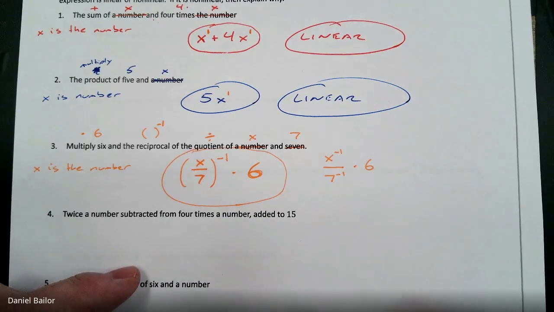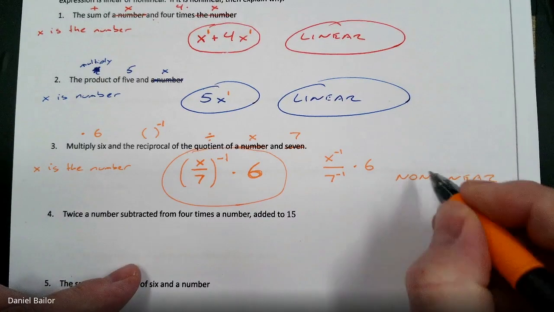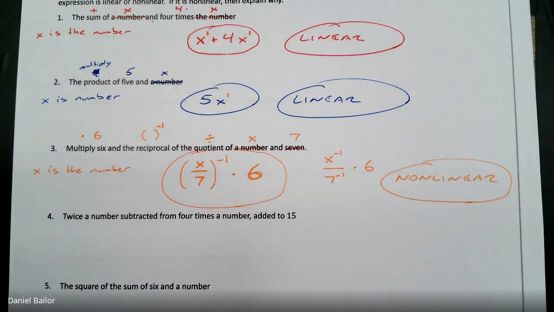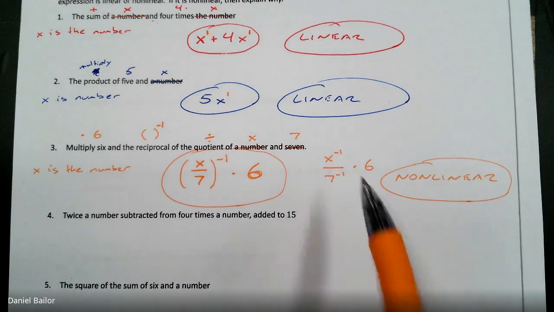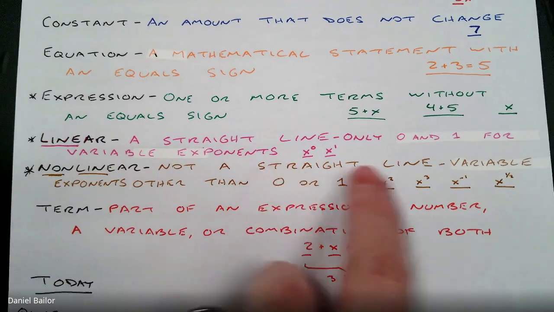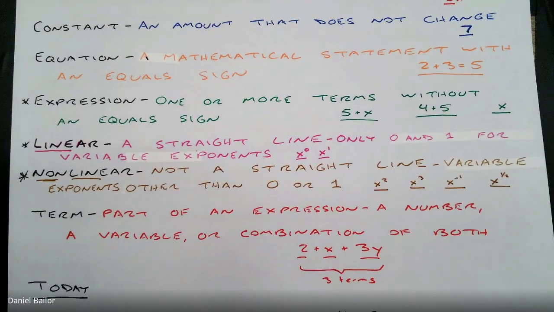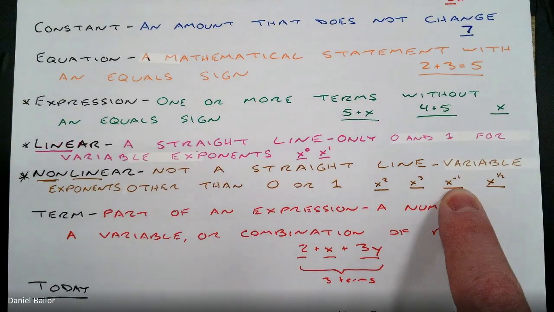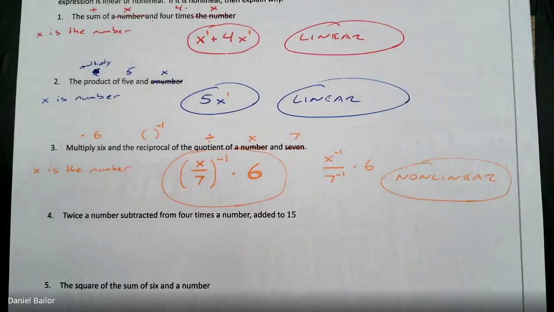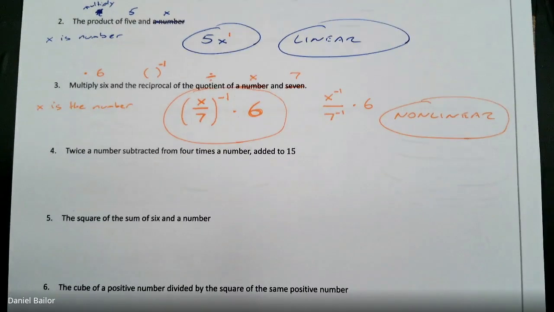So now I have an x with a negative 1. That means it's nonlinear. Because remember, only zeros and ones are allowed to be connected to variables. This variable has a negative 1. It does not fit our definition of linear, so it is nonlinear. Look, even in my examples for nonlinear, I said x to the negative 1 is an example of nonlinear. X to the negative 1 means nonlinear. Moving on to number 4.